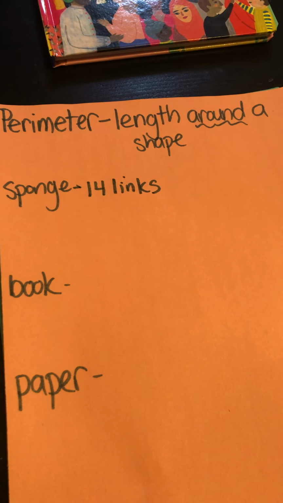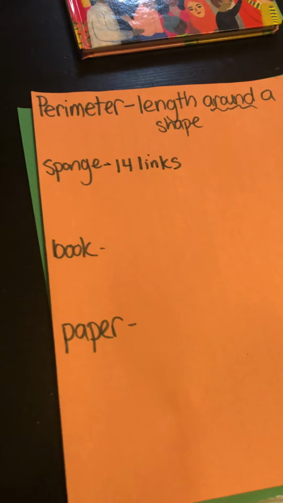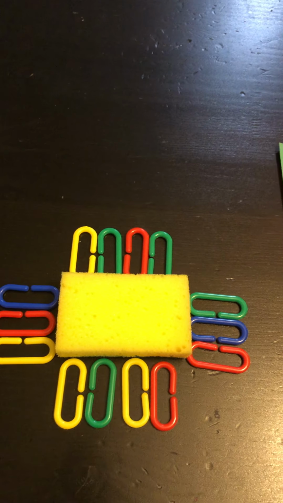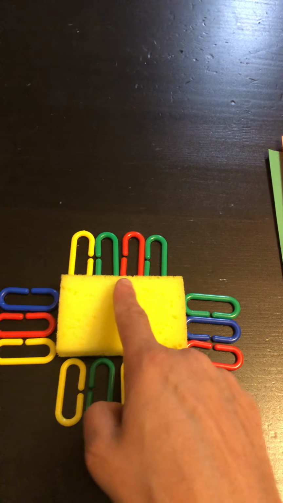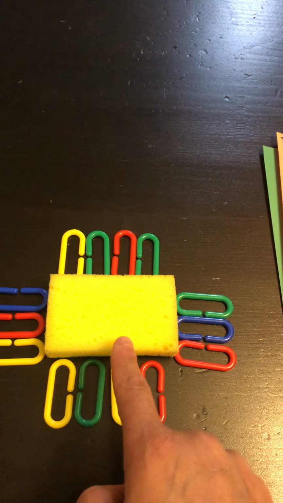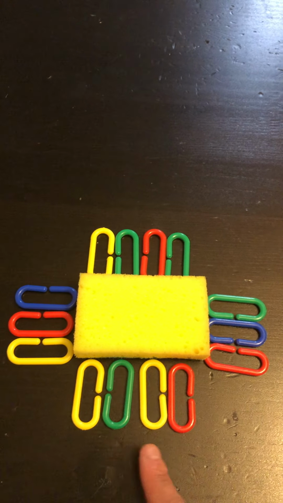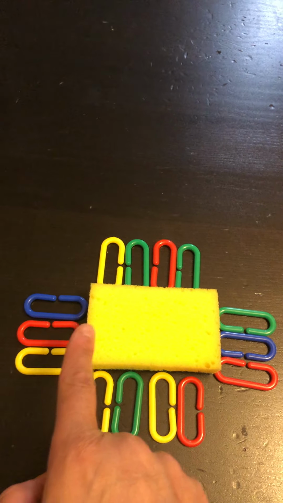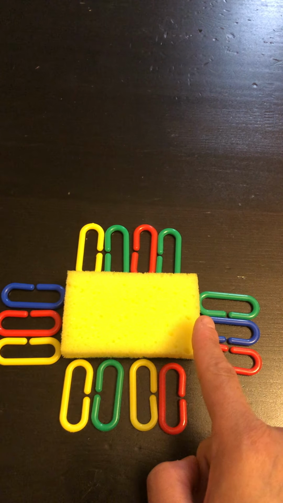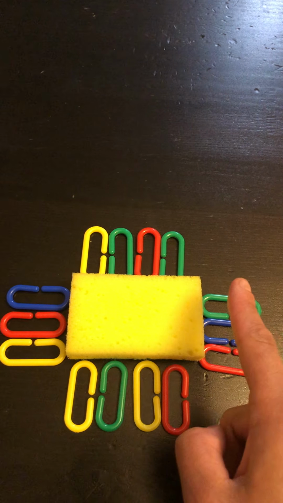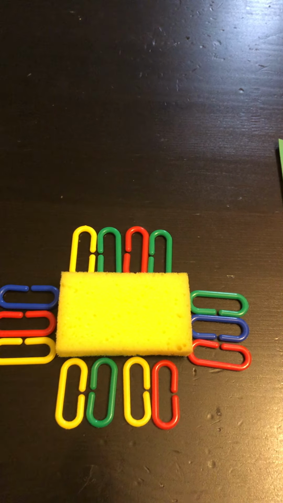But we're going to also do a little number sentence as well. This is a rectangle, so this side is parallel to this side. How do we know that? It is the exact same number of links on each side. This side is parallel to this side, with the exact same number of links as on this side.